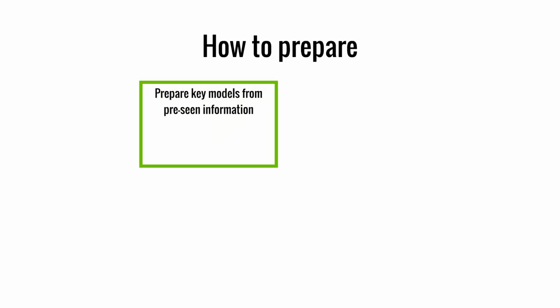The first thing is to prepare key models from the pre-seen information. So if I'm talking about certain issues, go back to the pre-seen information and prepare models based on that. So if I say, oh, you could use the SAF analysis to analyze this, you could use Mendelow's to analyze this issue, then go to the pre-seen, prepare your Mendelow's, prepare your SAF analysis, prepare your SWOT analysis, whatever it may be. But do remember to adapt it for new points in the unseen.